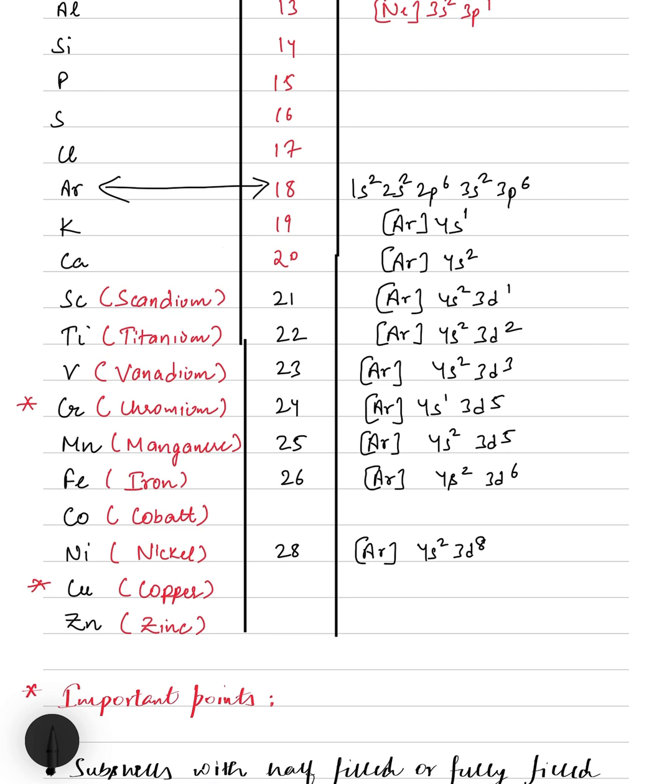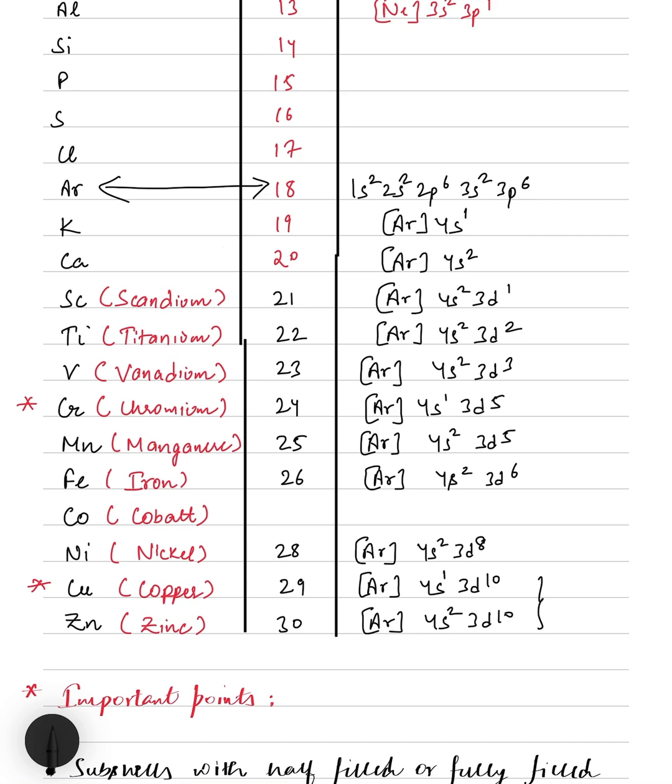Now again in the case of copper also, you can see an asterisk is put. That means there is some exception in the configuration of copper. It has atomic number 29, so its configuration will be Ar 4s1 3d10, right? Again it is 4s1 3d10, and there is some exception. And what is that exception? We will understand. In the case of zinc, it will be Ar 4s2 3d10. So up to zinc, if you see, copper and zinc are the two elements which have a completely filled d subshell.